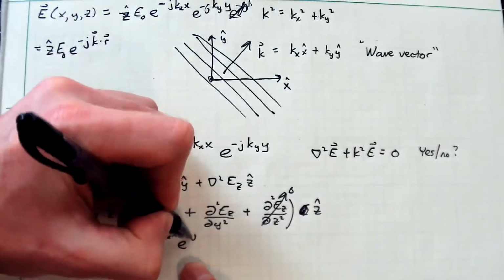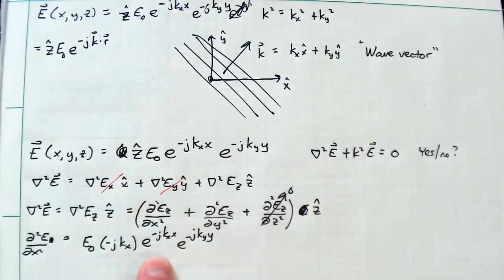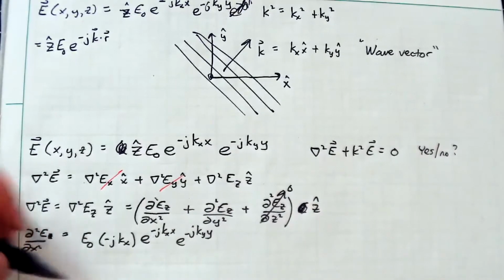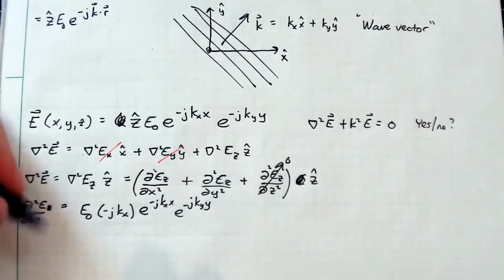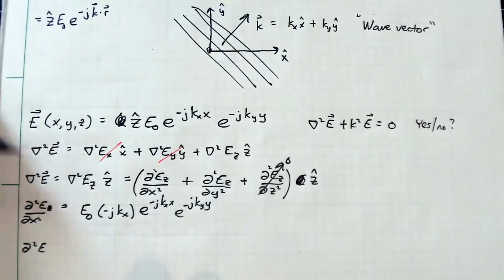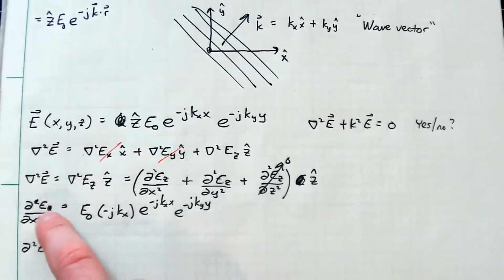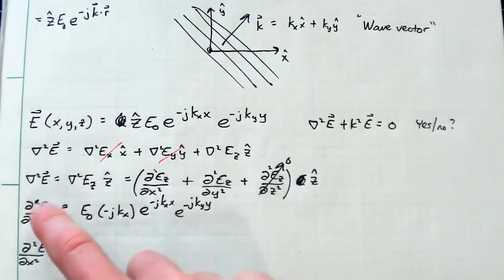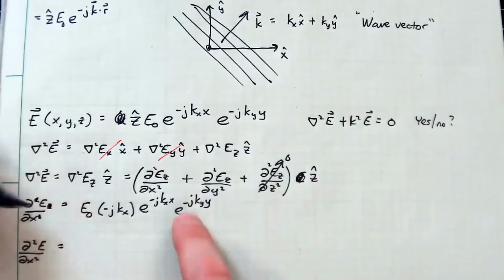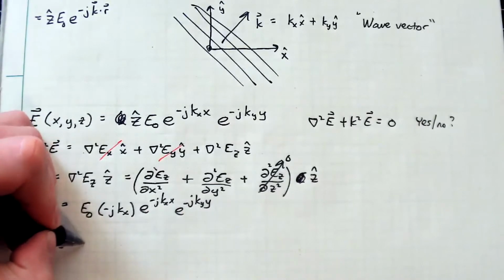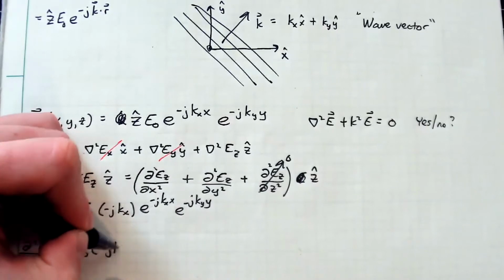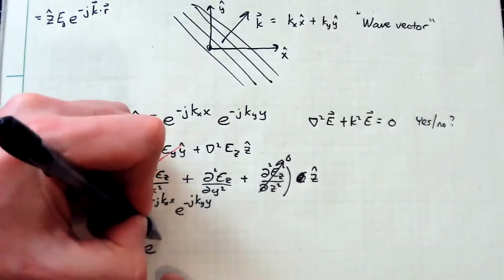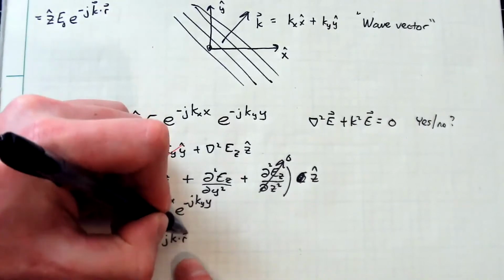e to the minus j kx x, e to the minus j ky y. So this is the beauty of the complex exponential notation: it makes all these derivatives very, very easy. And then of course, if I do this again, the second partial, the j kx is just going to come back down again. So I'm getting E naught times negative j kx squared times e to the minus j, and I'm just going to write this as k dot r.